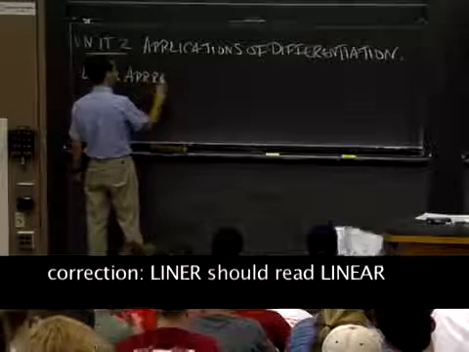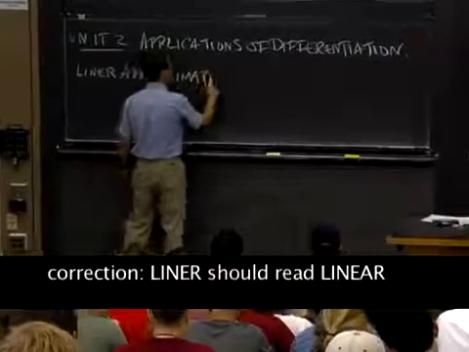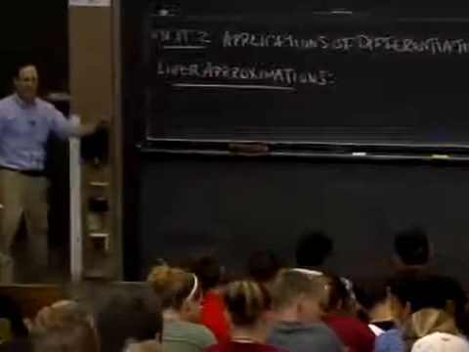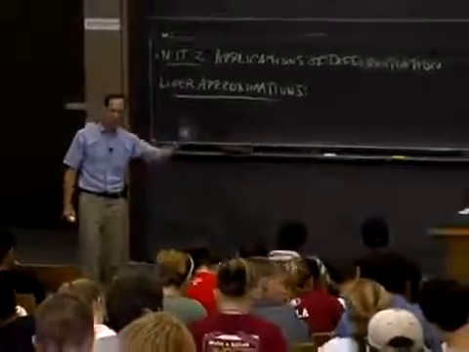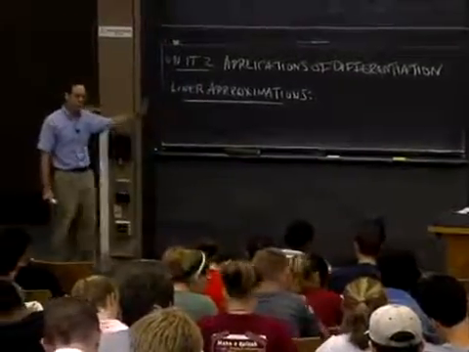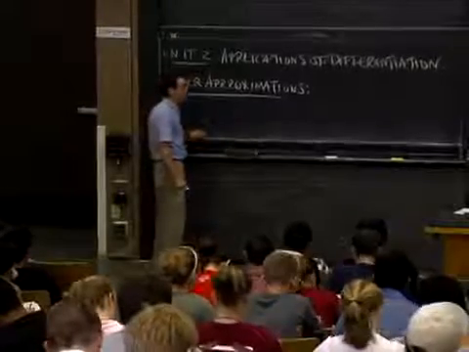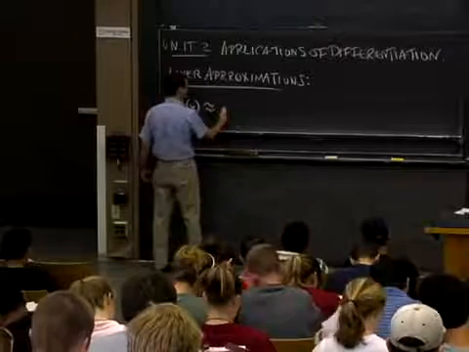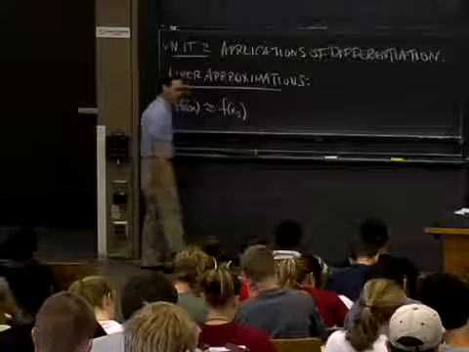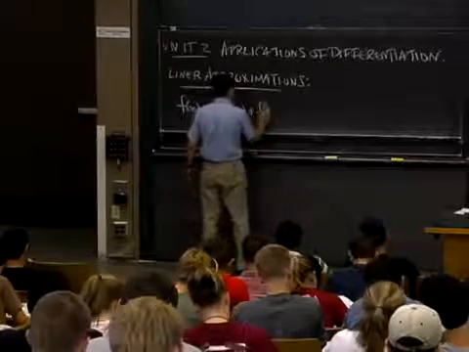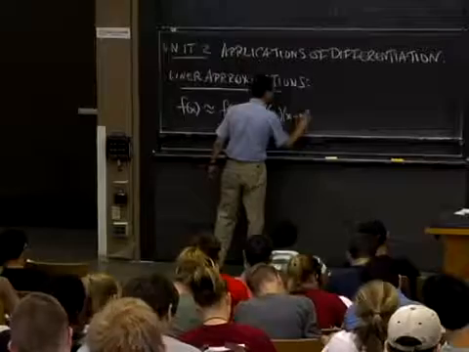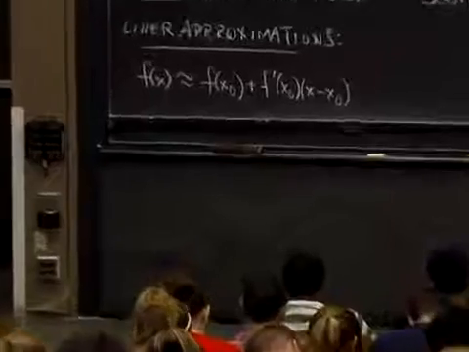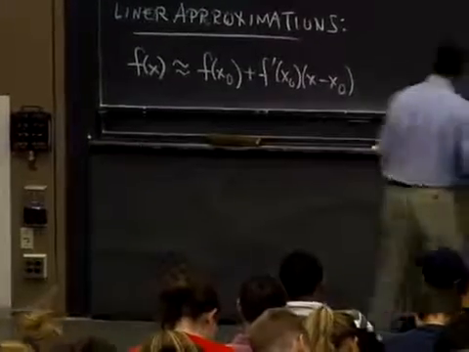Whoops, that should have two P's in it. Approximations. So that can be summarized with one formula, but it's going to take us at least half an hour to explain how this formula is used. So here's the formula. It's f of x is approximately equal to its value at a base point plus the derivative times x minus x0. All right, so this is the main formula for right now. Put it in a box.